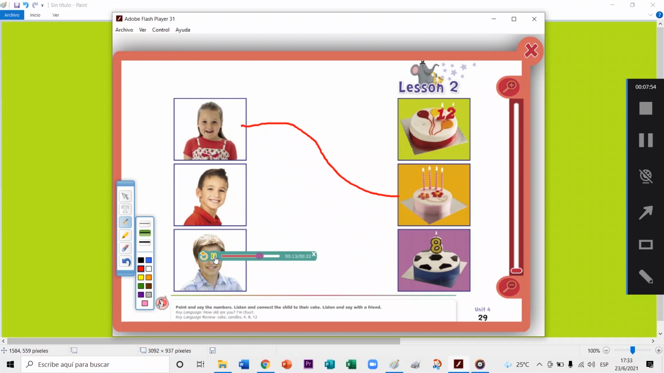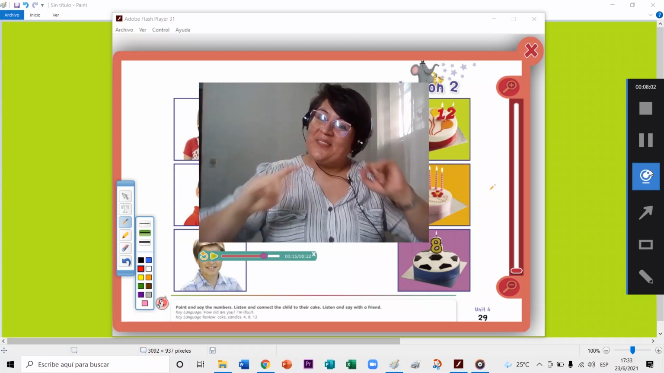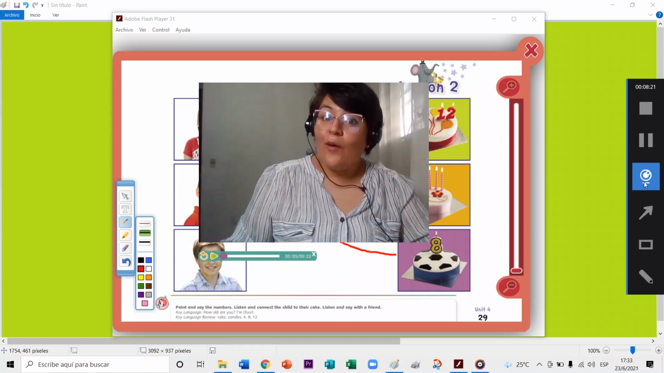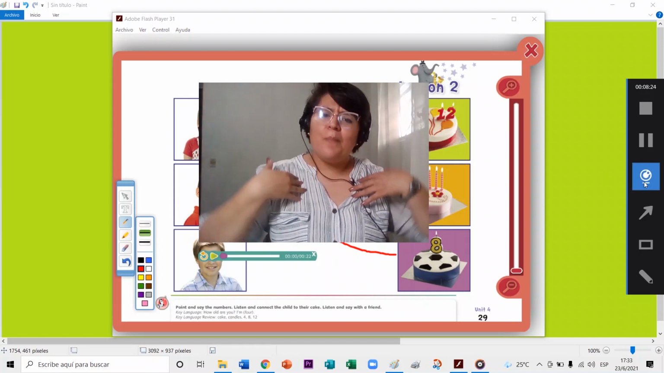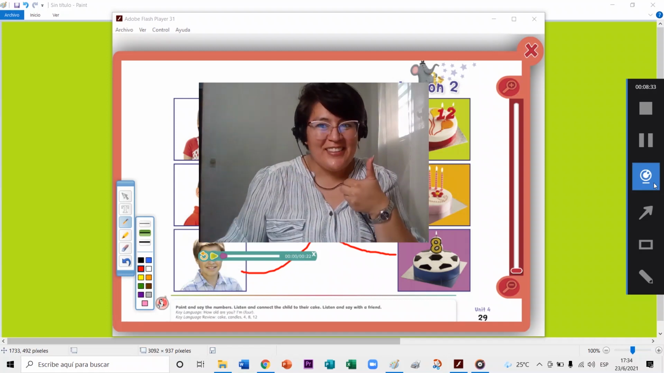How old are you? I'm 8. Oh, okay. How old are you? I'm 8. Muy bien, vamos a ver. Es uno de los niños, el siguiente. I'm 8. Vamos a ir hasta el cake que tiene el number 8. Y por último. How old are you? I'm 12. How old are you? I'm 12. Okay, vamos a hacer una línea hacia el último cake con el número 12. Good job!